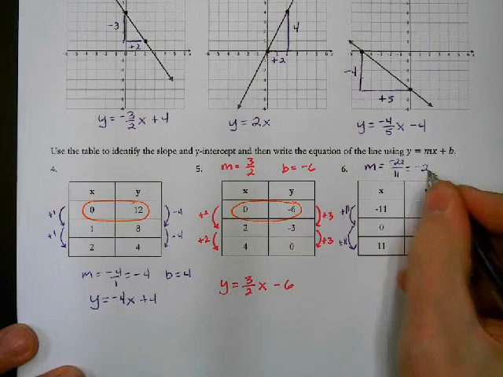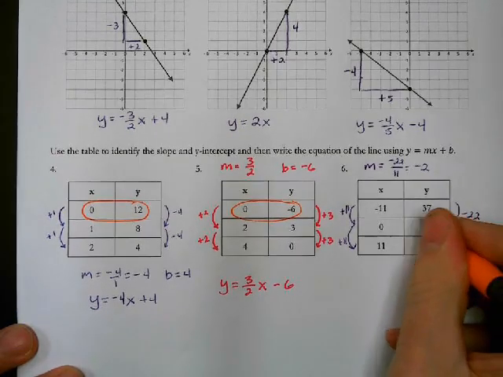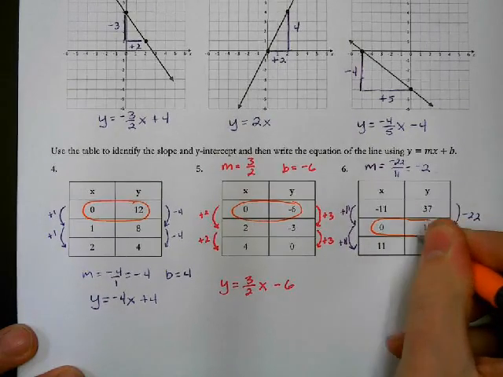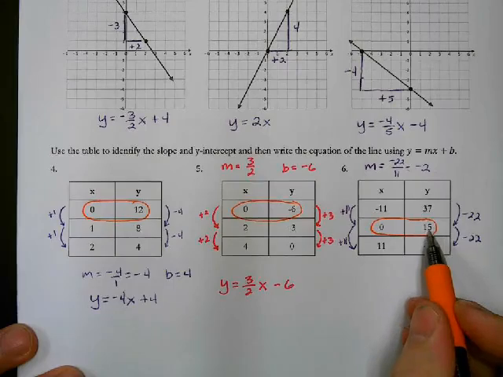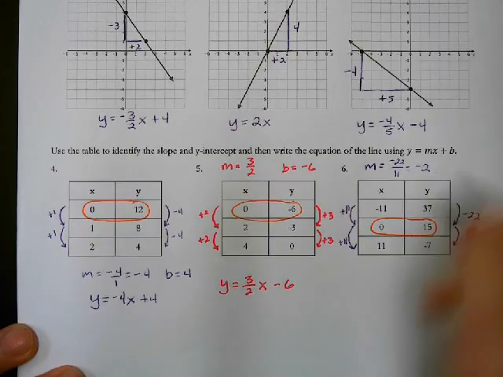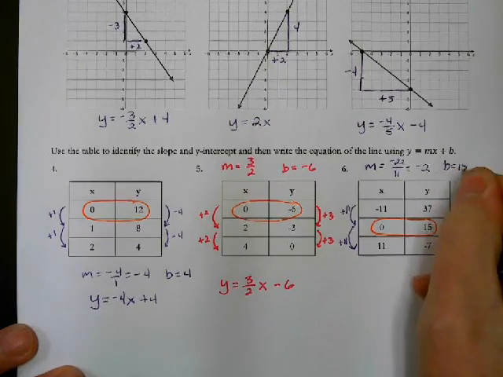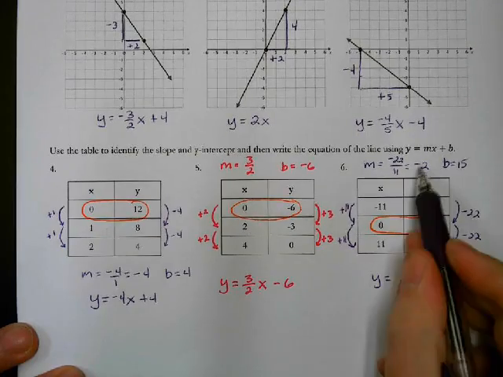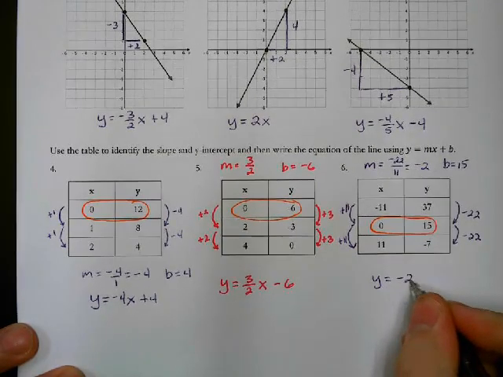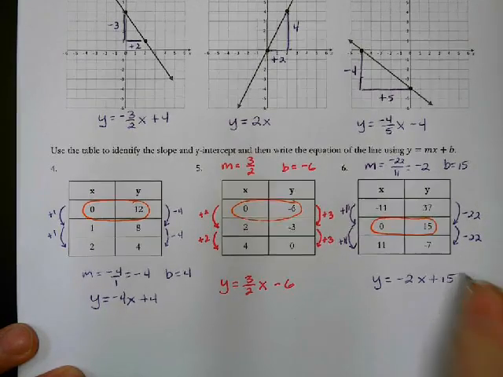Y-intercept. This time, this one's the y-intercept because x is 0. When x is 0, we're looking at the y-intercept. So my b value is 15. I'm ready to write my equation. y equals -2, because that's the slope, x plus b, b is 15. I've now written the equation for that table.